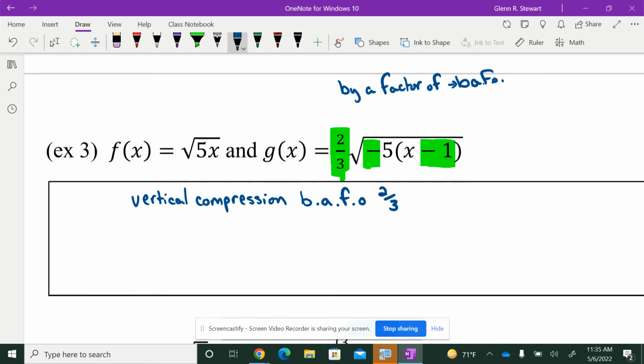The negative sign on the negative 5 doesn't mean that the 5 is necessarily negative. It means that we're going to have a type of reflection. Because this reflection is on the inside, it is what we call a horizontal reflection, or a reflection over the y-axis, something that we didn't talk about yesterday.